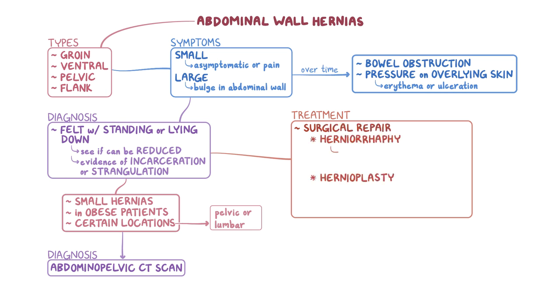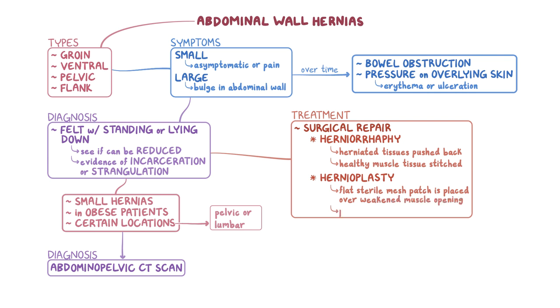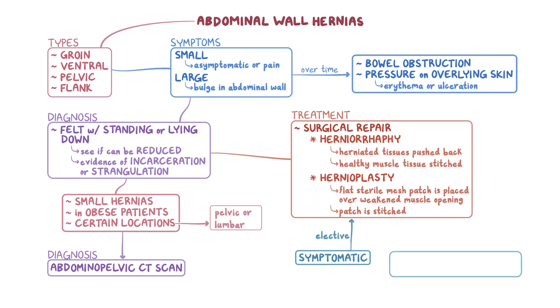In herniorrhaphy, the herniated tissues are pushed back to their original location, and the edges of the healthy muscle tissue are pushed together and stitched. In hernioplasty, a flat sterile mesh patch is placed over the weakened muscle opening and then stitched as reinforcement. Symptomatic hernias can be managed with elective surgical repair. Individuals with an acutely incarcerated or strangulated hernia typically require urgent or emergency surgery, depending on the situation.